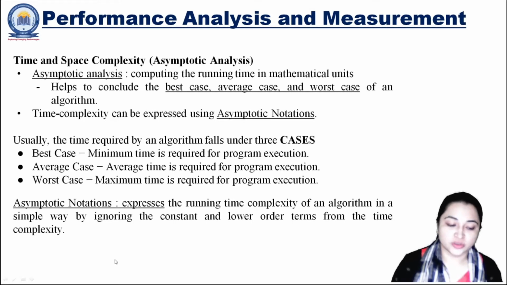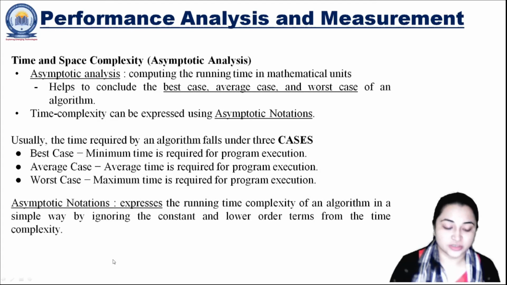So what are asymptotic notations? These notations are mathematical notations which are used to express the running time complexity of an algorithm in a simple way by ignoring the constant and lower order terms from the time complexity. If we calculate the frequency count of a given algorithm, then we can use asymptotic notation to describe that frequency count in a simpler way, that ignores the constants and lower order terms from the frequency count. That simplifies the expression of time and space complexity.